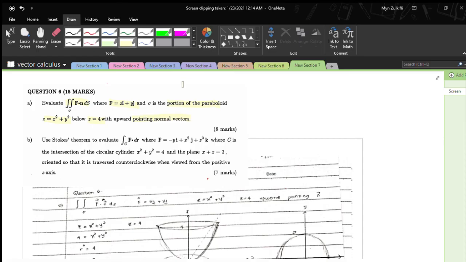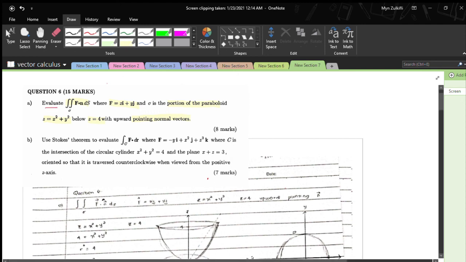Okay, the question asks us to evaluate this one, where F equals xi plus yj and sigma is the portion of the paraboloid. So this will be the function of the paraboloid z equals x squared plus y squared below z equals 4 with upward pointing normal vectors, which means that this one will be positive.